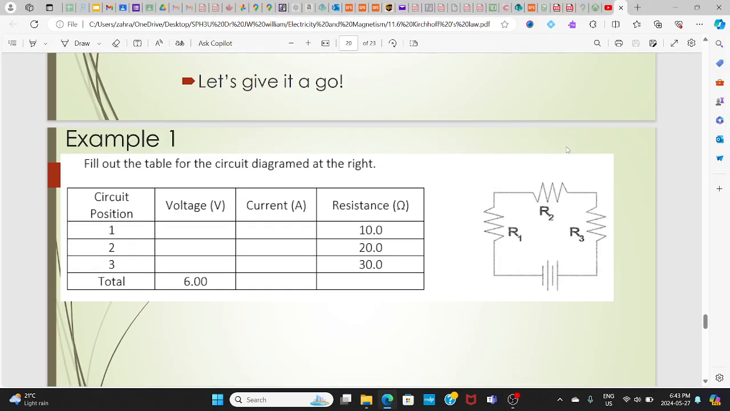Okay, so last class we did just simple questions on solving circuit analysis. I'm going to review that one more time and then we will go to a complex one. This is a very simple one.